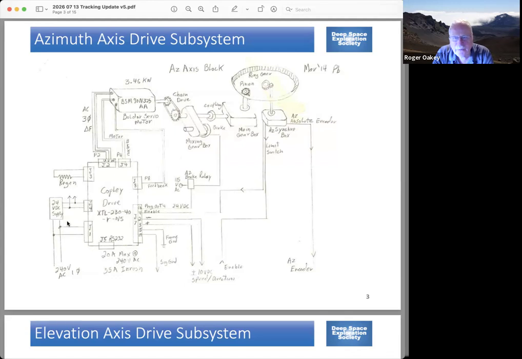A couple of things I'd like to add here. That ring gear, for people that haven't been up in the pedestal, is, what would you guess, like 8 or 9 feet across?